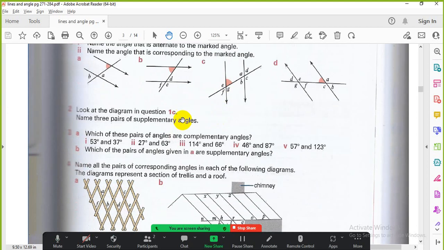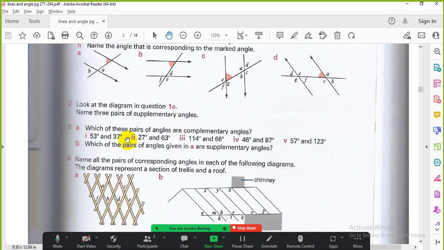Good. Can you start doing question number 3? Which of these pairs of angles are complementary angles? Can you do that exercise? Okay, sir. Question number 3. Which of these pairs of angles are complementary angles? So complementary angles means what? The pair of angles adds up to how much? 90 or 180? 90. 90 degrees. So first one can I take as complementary? Yes. 53 plus 37. Yes.